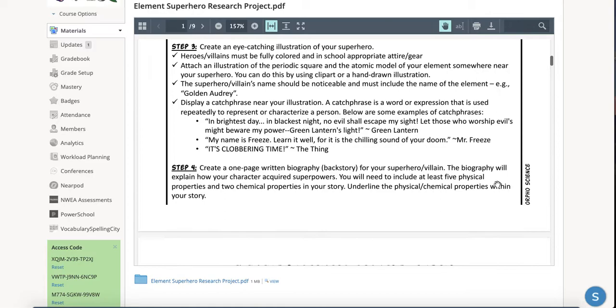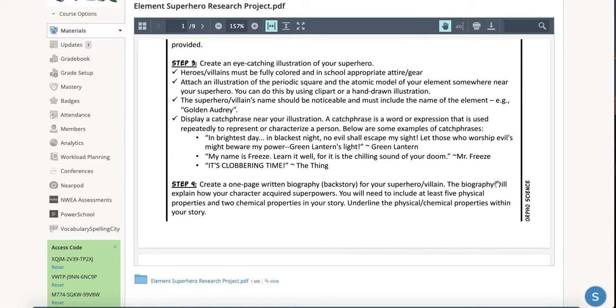All right. Then step number 4, you're going to create a 1-page written biography or a backstory for your superhero or villain. Your biography will explain how your character acquired superpowers. So think about Peter Parker got bit by a spider, and that's how he became Spider-Man. So you got to think of how your character got its superpowers. And you need to include at least 5 physical properties and 2 chemical properties in your story. Underline the physical and chemical properties within your story.